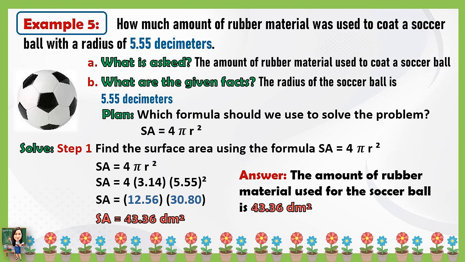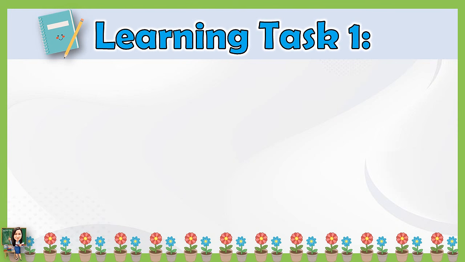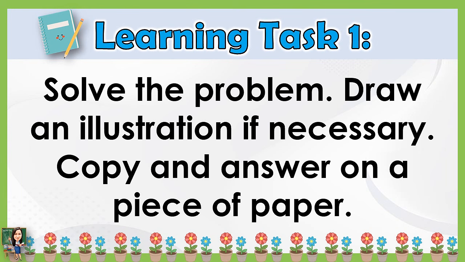The answer is the amount of rubber material used for the soccer ball is 43.36 square decimeters. And now let us proceed to learning task 1. Solve the problem. Draw the illustration if necessary. Copy and answer on a piece of paper.